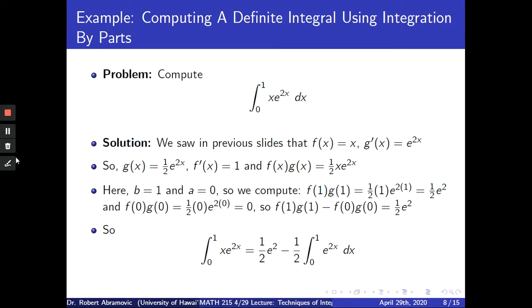When we plug this back into the integration by parts formula for definite integrals, we get 1/2 e squared. That's f times g evaluated at the upper bound minus f times g evaluated at the lower bound, minus 1/2 times the definite integral from 0 to 1 of e to the 2x dx. And again, that's just from the fact that g times f prime was, of course, 1/2 e to the 2x. We pulled the 1/2 out of the definite integral, just from rules for definite integrals.